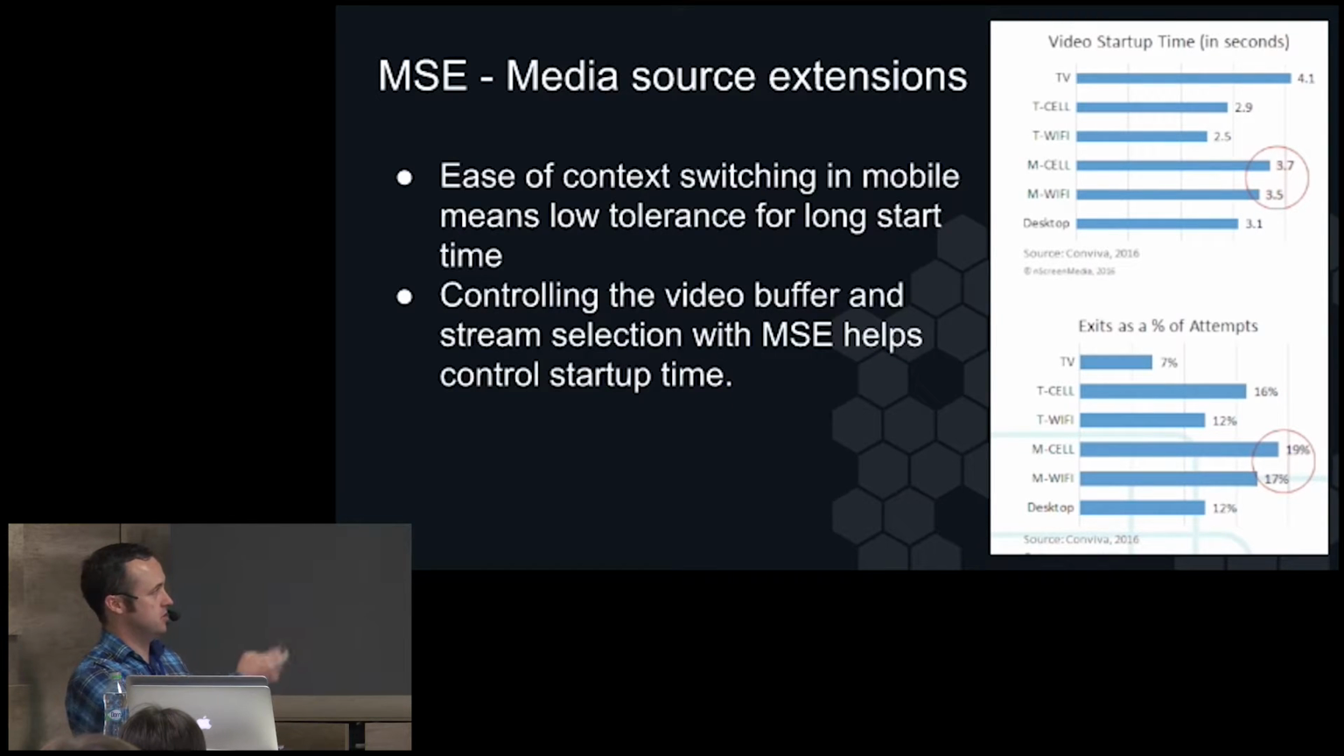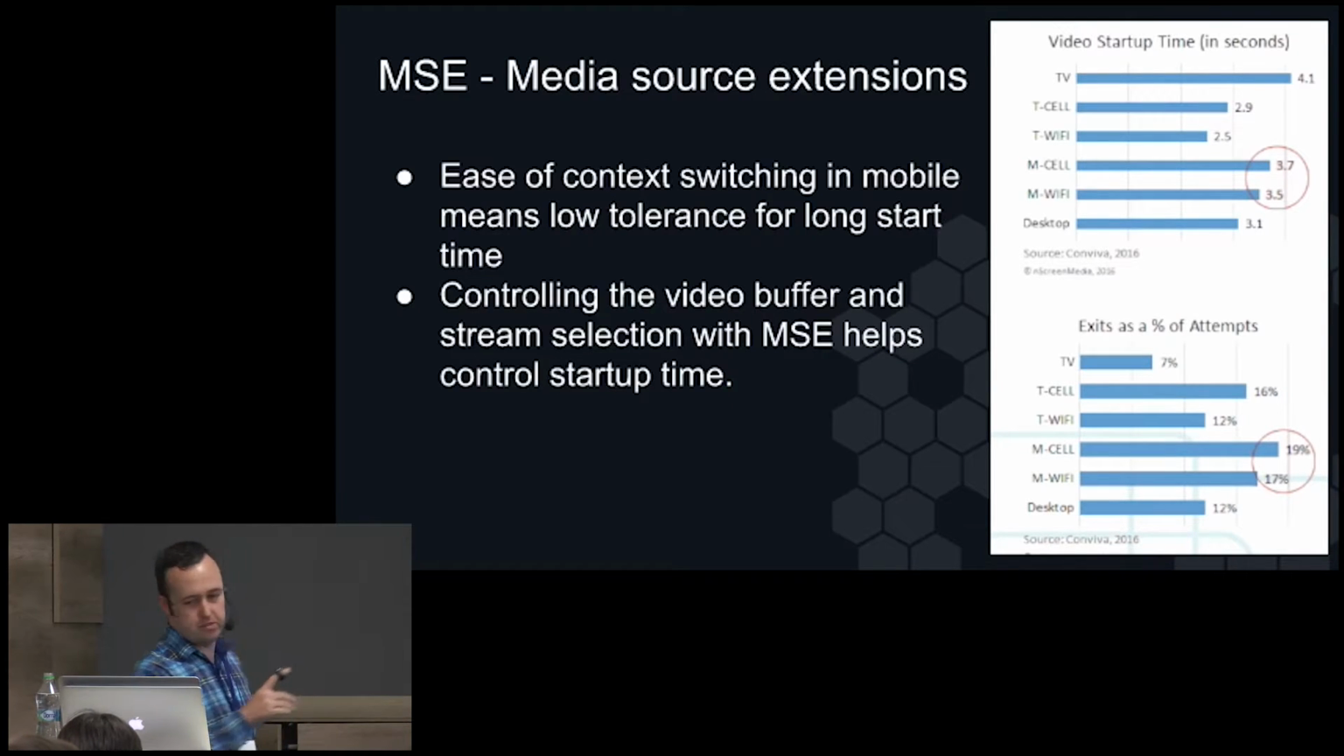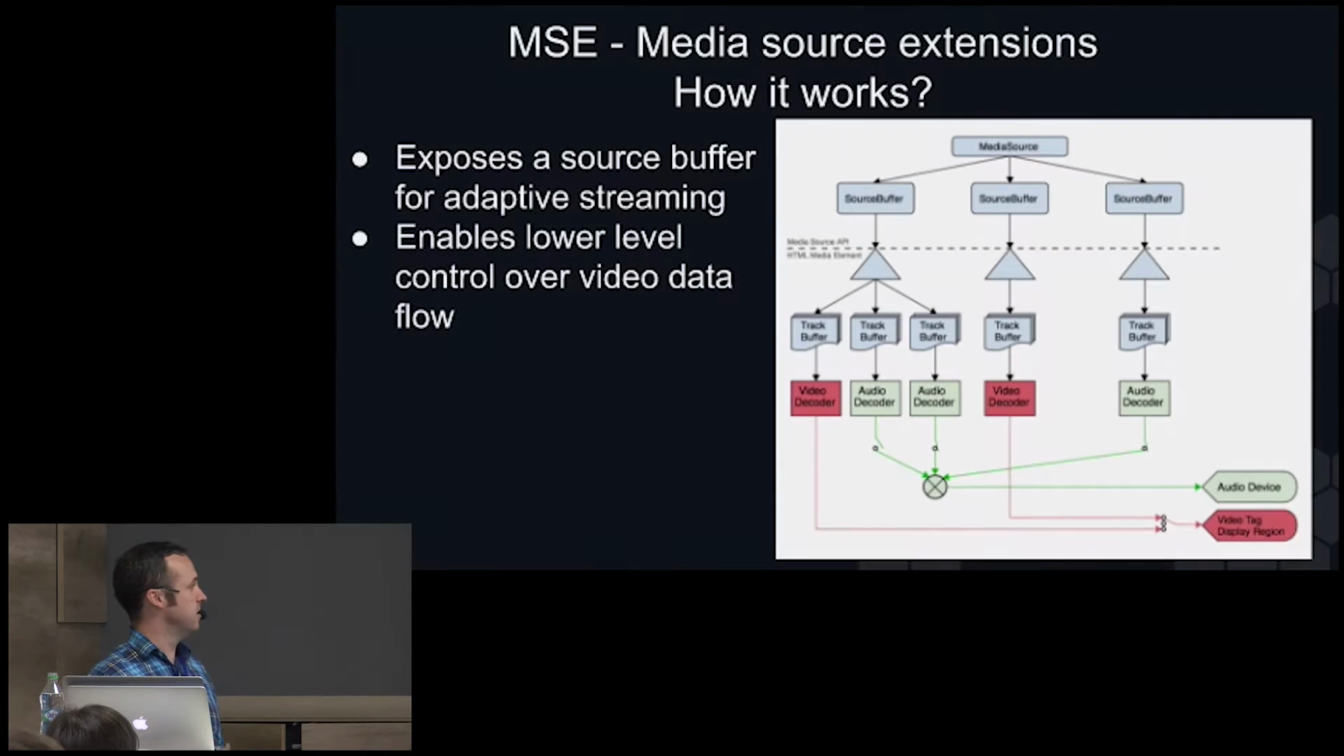So you can see these are some data points around TV. TV has a much longer startup time, yet a much lower abandonment rate because you've already invested in it and it's not easy to context switch. But where you're accessing things on even Wi-Fi mobile, you may have a quick startup time, but higher abandonment rates because people context switch. And so MSE is important to enable you to control that buffer so you can minimize the amount of time it takes to start playing video.